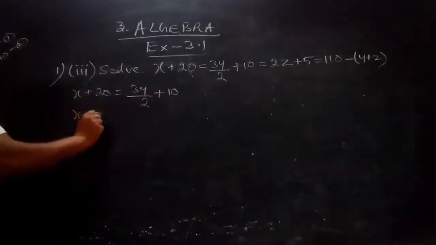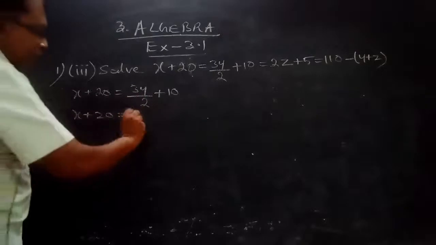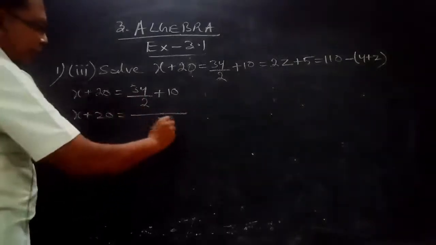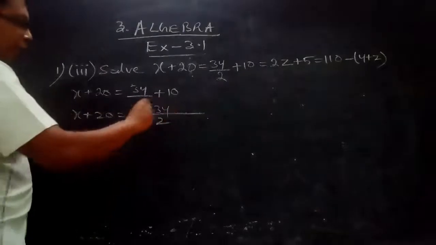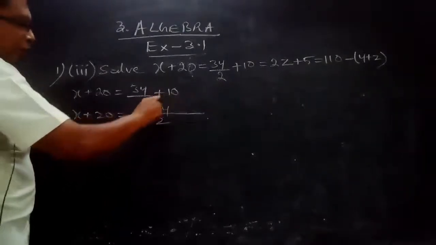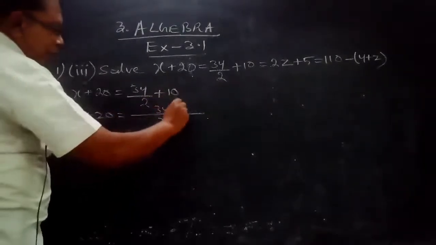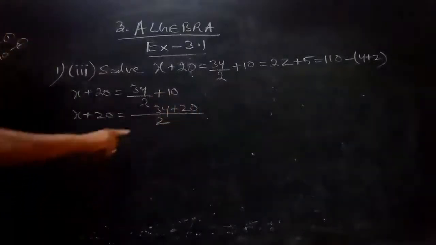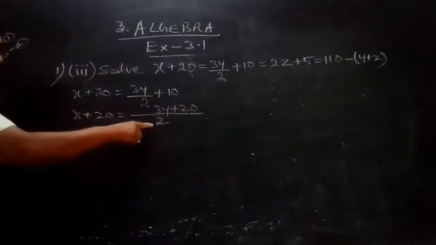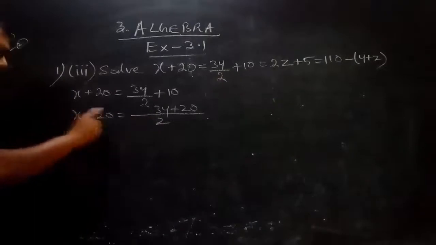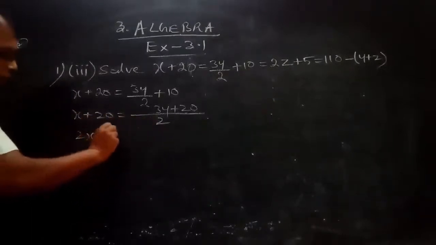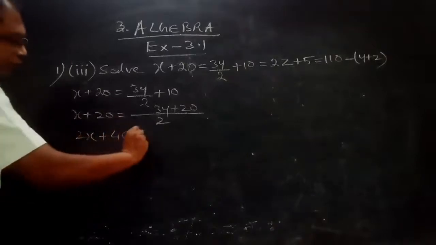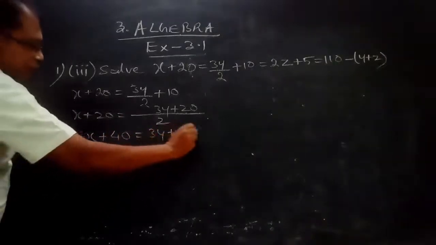Therefore, x plus 20 equal, from the right hand side, I take the LCM. The LCM is the 2. Now, you see the 3y, right, the same 3y. You take the 2 cross multiply to the 10. 2 into 10 is the 20. Next, I take the 2 to left hand side. The 2 multiplies the left hand side value. The 2 into x is the 2x. 2 into 20 gives the 40 equal to the 3y plus 20.